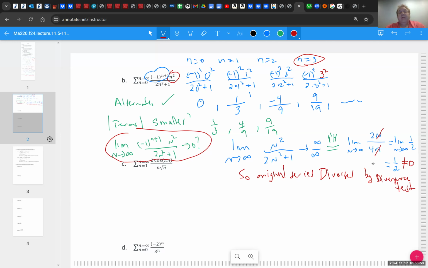I did want to show you this example because you don't have to do these in order, right? It's alternating, the terms get smaller, and the limit goes to 0. You can do it in any order you want. So if it's tough to do the terms getting smaller, I wanted to show an example where, why don't we just test the limit first of all? And if the limit's not equal to 0, we don't have to test the terms anymore because we already know it diverges.